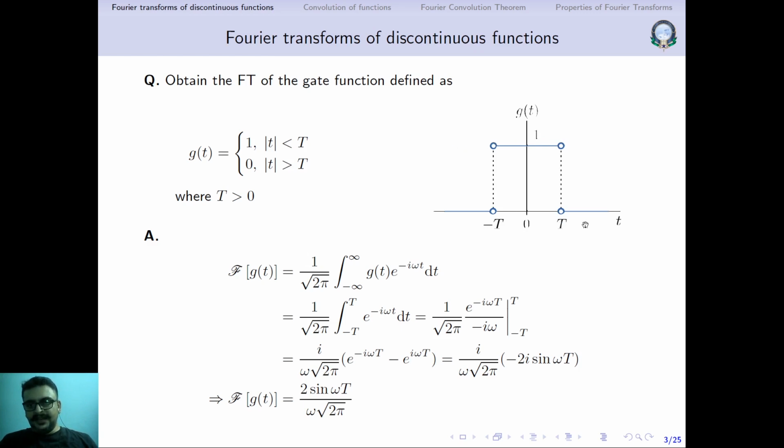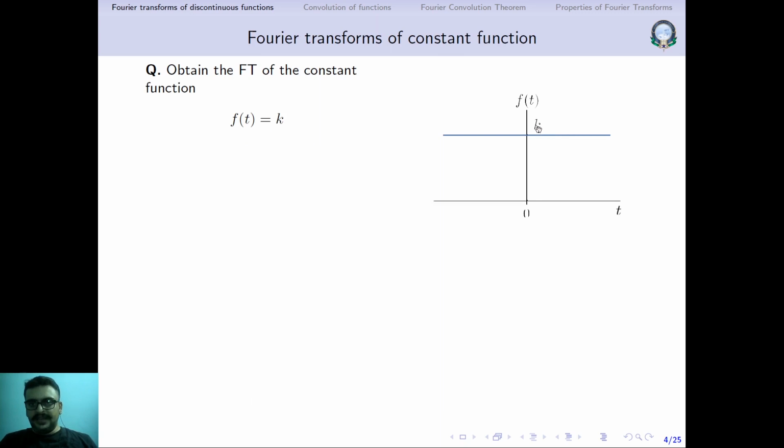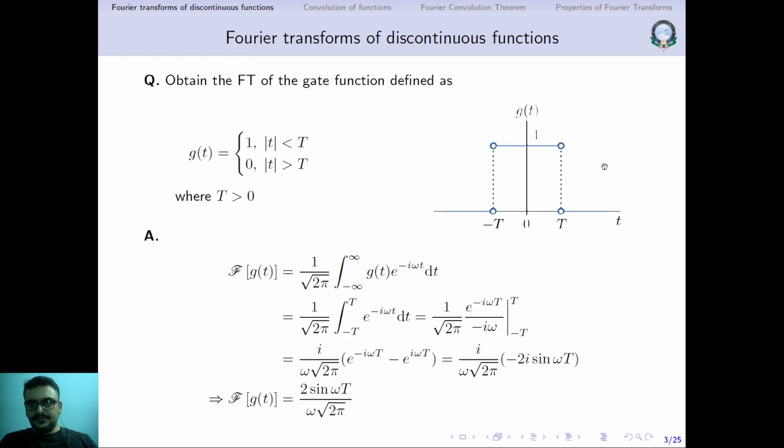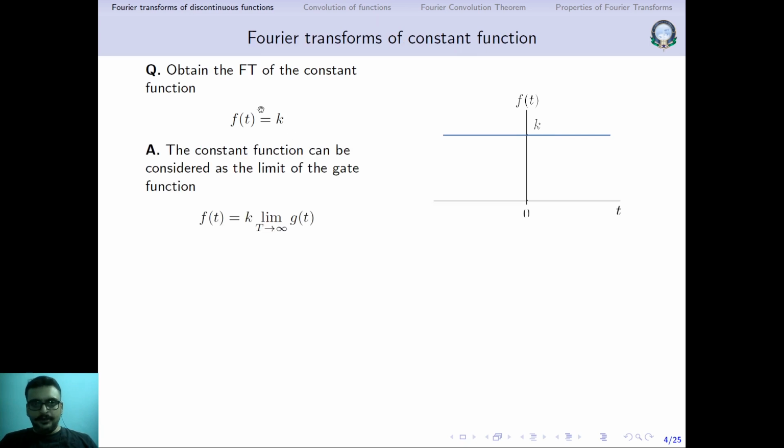So you can write down the constant function as a limit of the gate function, where you take the limit as T tends to infinity, and whatever limit you get, you multiply it with k. Here we did not have 1, we had k, no issues. We just take the limit of the gate function as T tends towards infinity, and whatever limit we get, we multiply it with k. That will give us the constant function that we are looking for. So we can write down this constant function f of t as k times the limit of the gate function as T tends towards infinity.